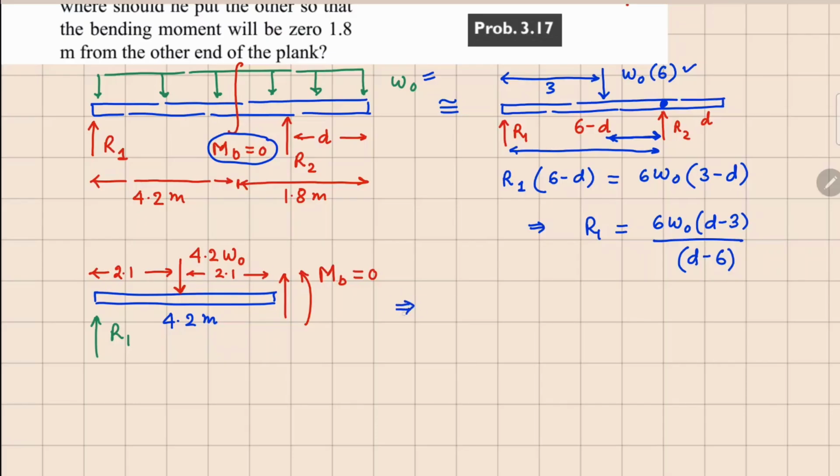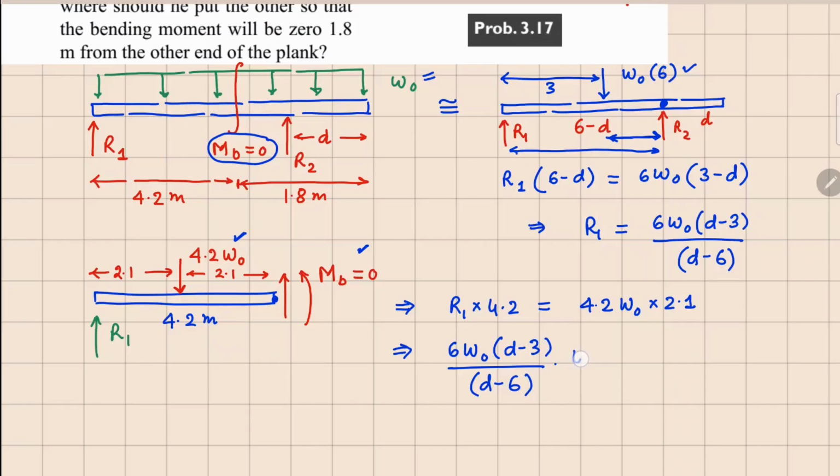So if I do the moment balance here, I can see that this R1 times 4.2 needs to balance the moment coming from 4.2 W naught, so this times 2.1 meters. This MB value is equal to 0. So in this case, I took moment about this particular point here. So if I substitute the value of R1, which is 6 W naught, D minus 3, divided by D minus 6, times 4.2 on this side, and 4.2 W naught times 2.1, you can see 4.2 cancels, W naught cancels. So now we have an equation in D.